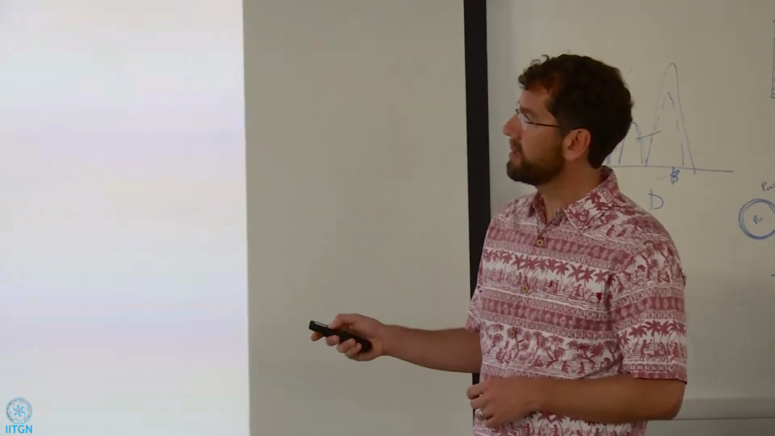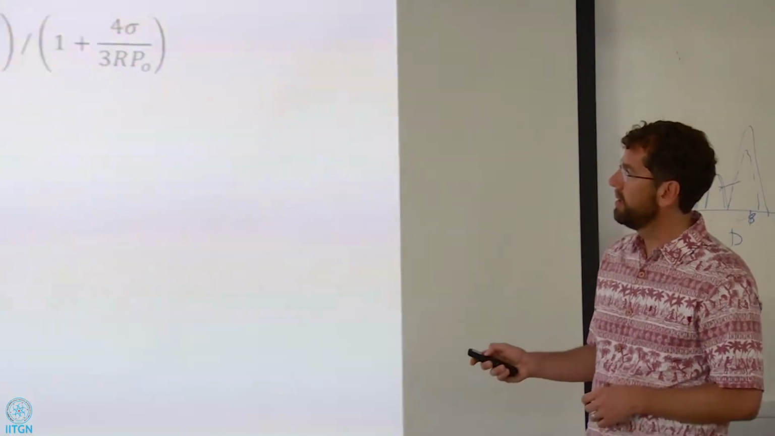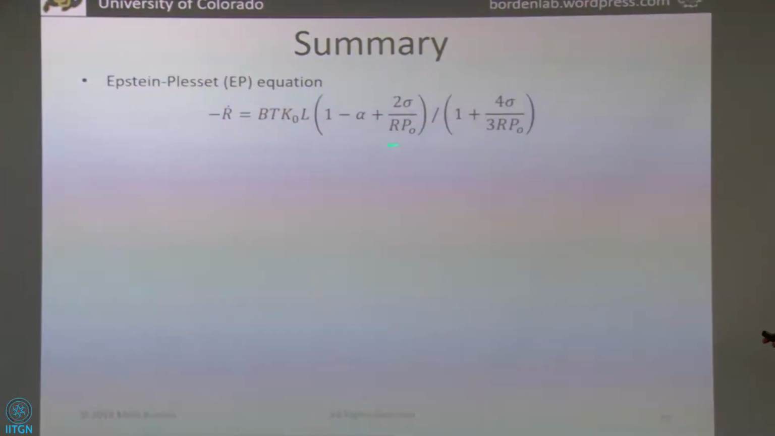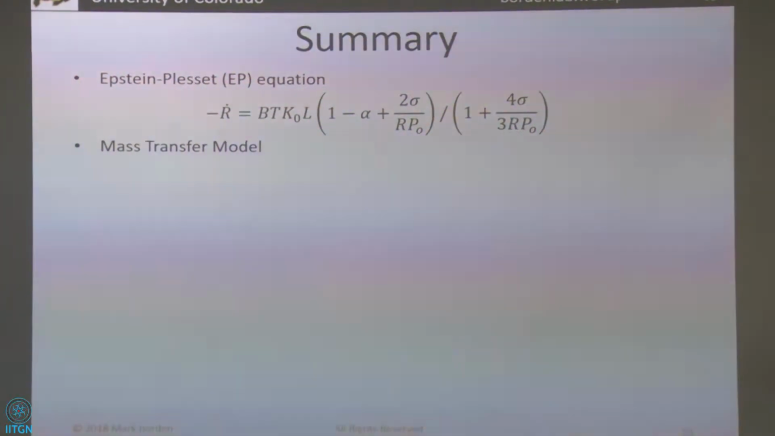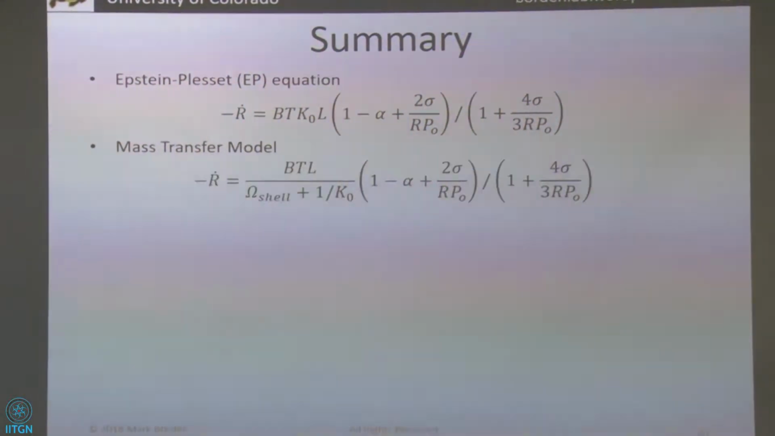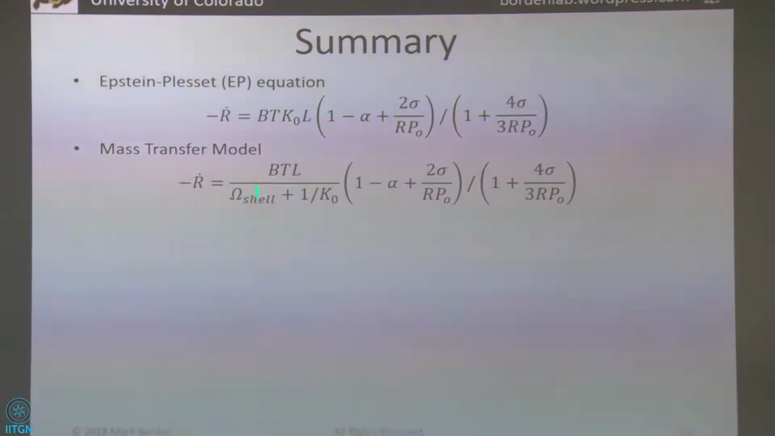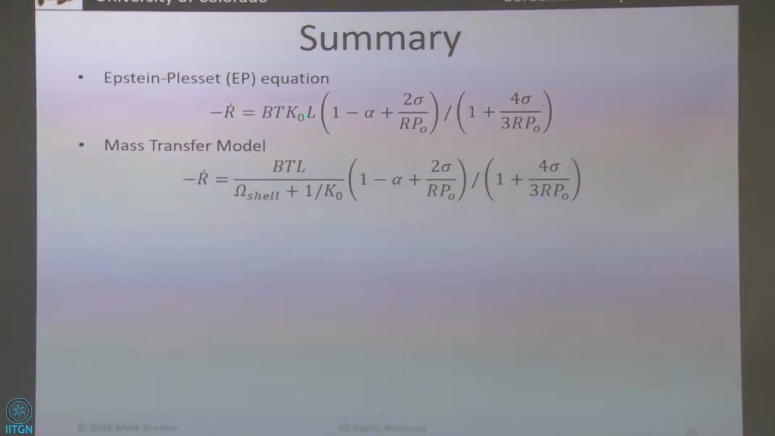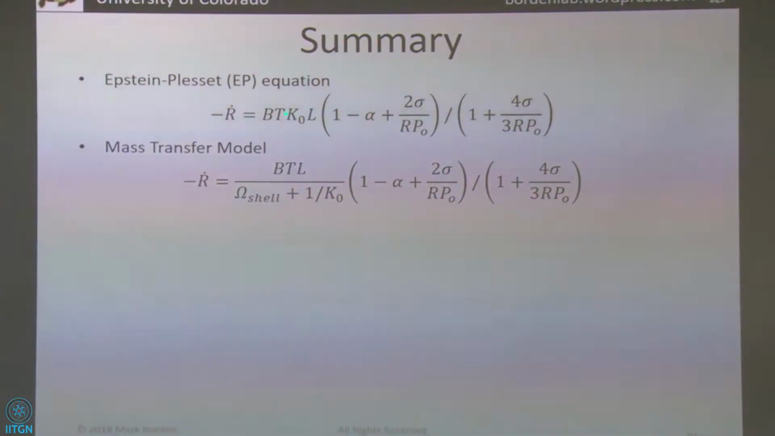Okay, so to summarize, we derived the Epstein-Plesset equation. It looks something like this, okay? And I lost my R term here. I'll go back and find that. And then, oh, I'm sorry, the R term isn't here. It's in here now. K naught is the mass transfer coefficient, which is D over R.